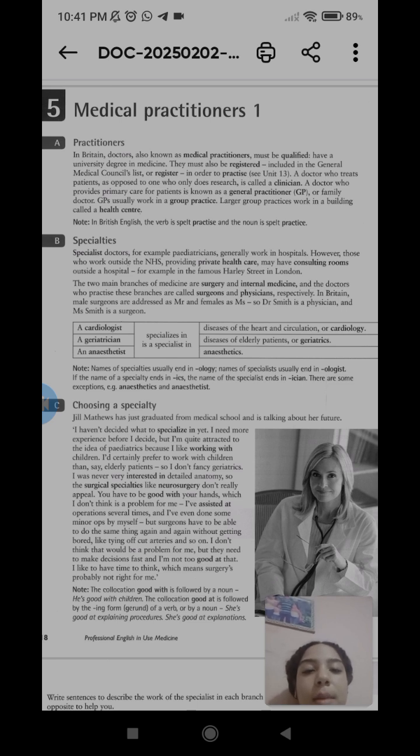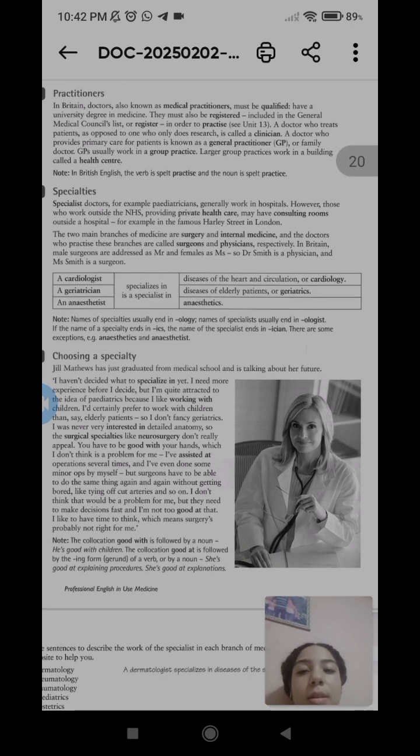A doctor who treats patients, as opposed to one who only does research, is called a clinician. And a doctor who provides primary care for patients is known as a general practitioner, GP, or family doctor. GPs usually work in a group practice. Larger group practices work in buildings called health centres.